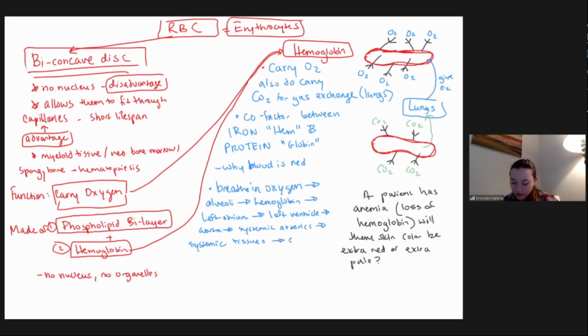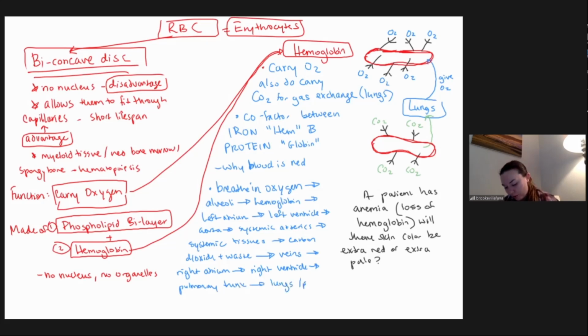And that's when the systemic tissues give back carbon dioxide and waste. And the red blood cell does help carry that carbon dioxide, like I showed you. And then it will make its way back to the lungs, right? Going back through veins to the right atrium, to the right ventricle. And where does it go next? To the pulmonary trunk, all the way to the lungs, through the pulmonary capillary bed. And that's where the gas exchange occurs. And that is when it goes back into basically the alveoli, but this time it will be breathed out. So that's a really simple arrow format of showing you the passage of gas.